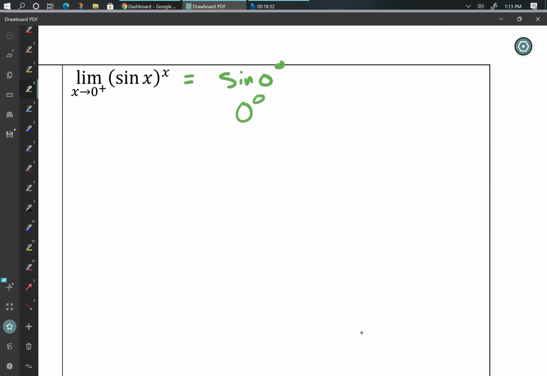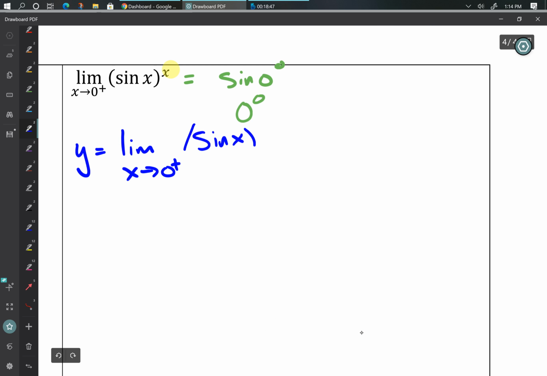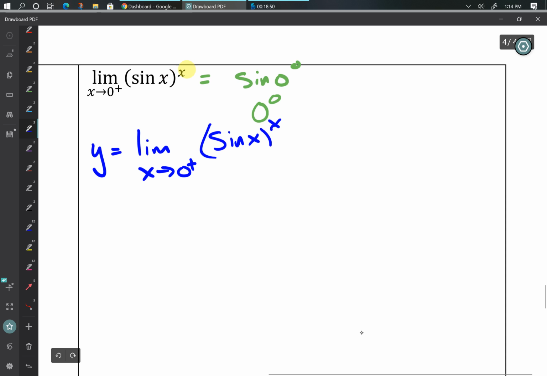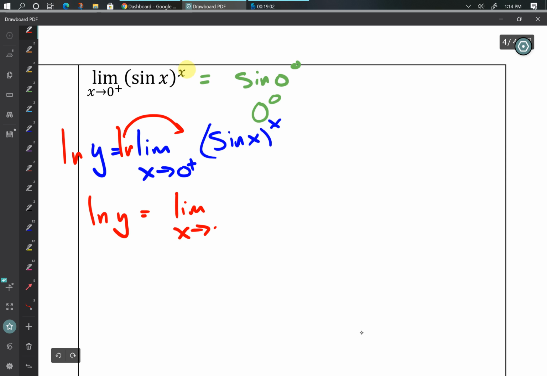Well, last time I had an x in an exponent position. I used logarithms, so I'm going to try it again. I'm going to say y equals the limit as x approaches 0 from the right of the sine of x raised to the x. Then I'm going to take the logarithm of both sides, and I'm going to push the logarithm inside the limit. And then I'm going to use logarithm properties to take that exponent and move it down in front.